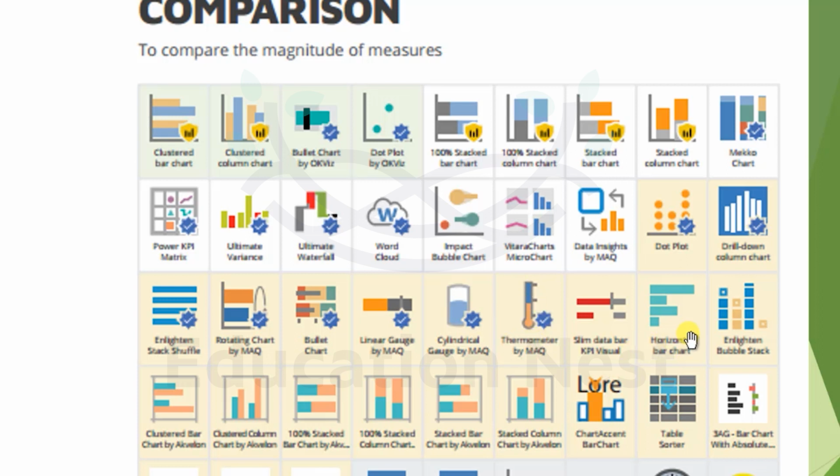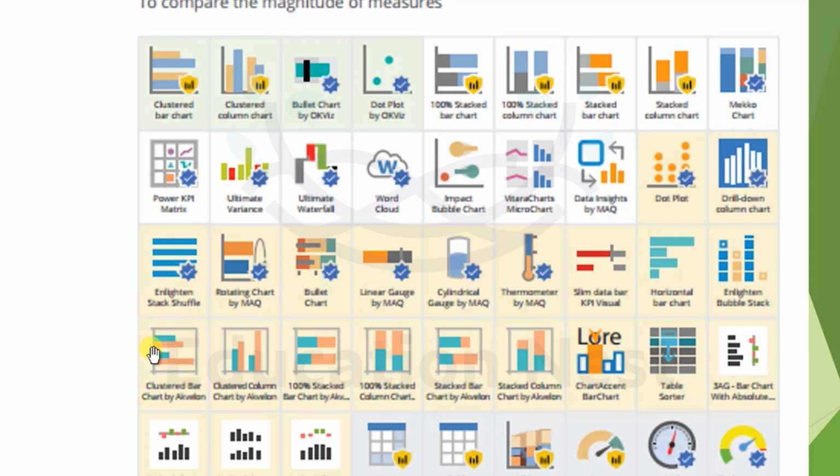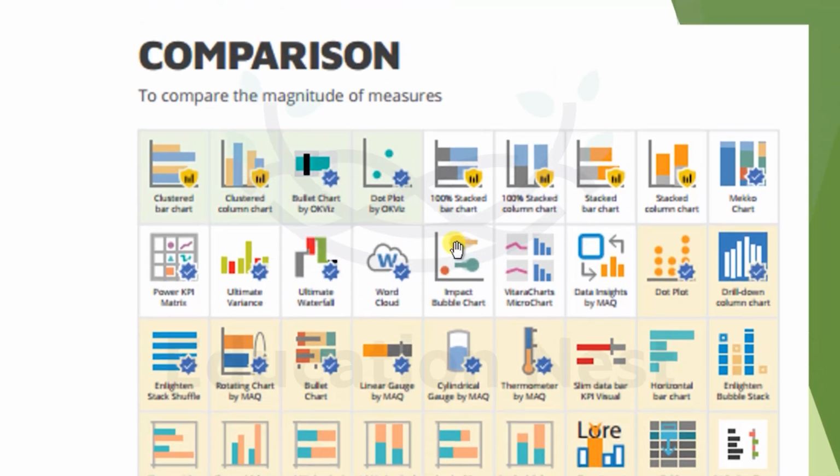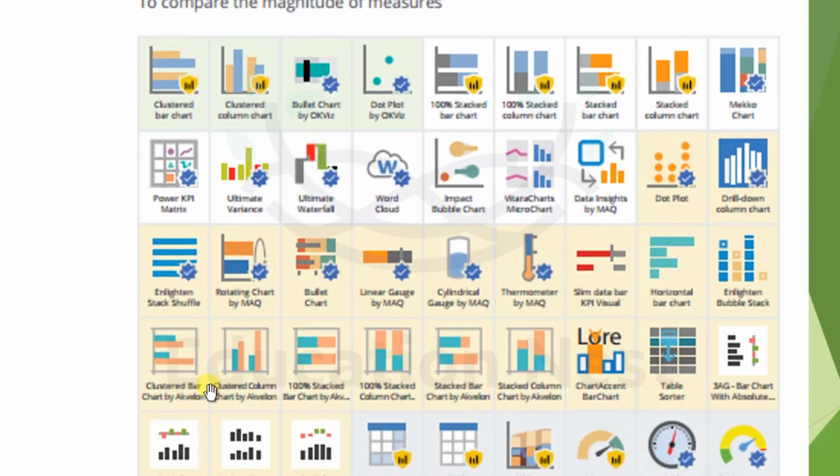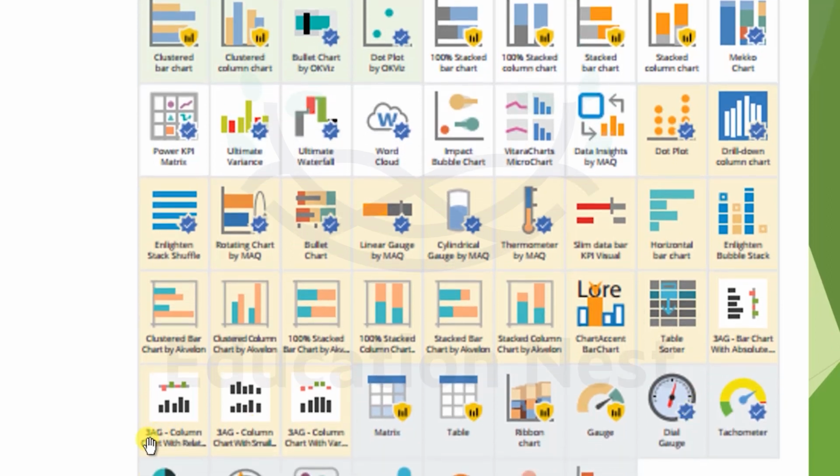Then you have a horizontal bar chart similar to the clustered bar chart. Enlightening bubble chart, and a clustered bar chart in a different representation with some grid around it. The 100% stack is an alteration of the default ones given by Power BI. Again, these are not certified ones and are not available in app stores; you would have to search for them separately. Chart accent bar chart, 3AG bar chart, SAG column chart are available, however they are not certified and okayed by Microsoft.